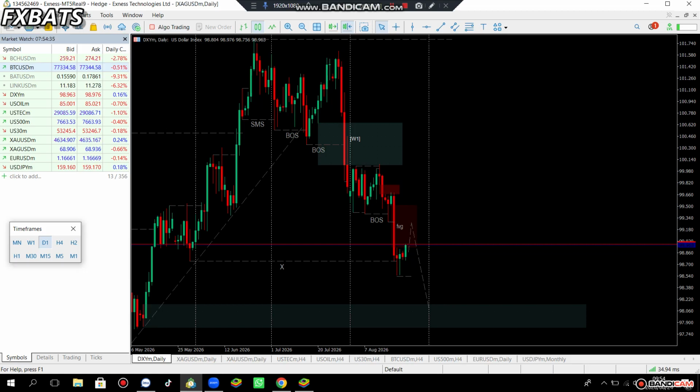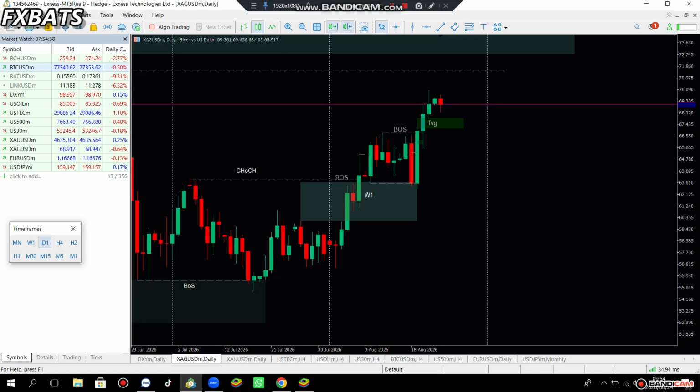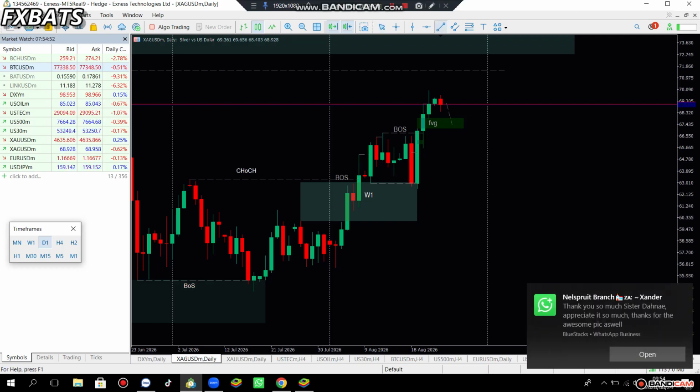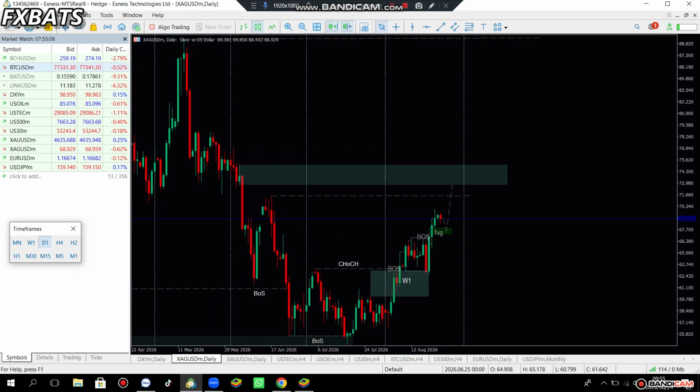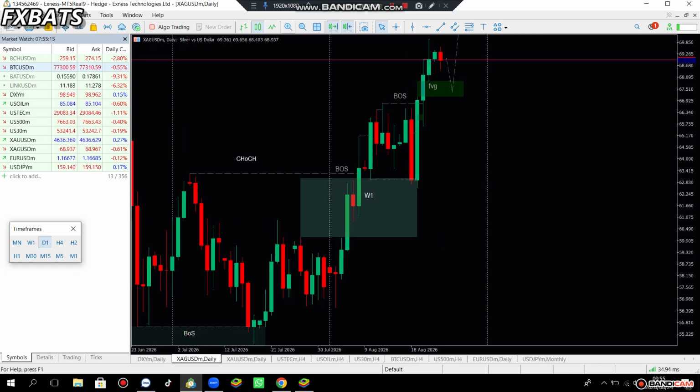So when I go to silver, let me start off with the daily. Silver, the most recent area of interest that I have, my context area, is this fair value gap. This is where I'm hoping to see price tapping, then giving us a market maker buy model. To the upside, we have this buy side liquidity, and we have this area of supply. So this is what I'm having for silver.